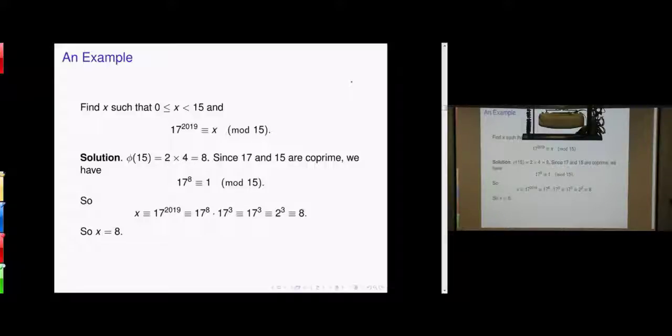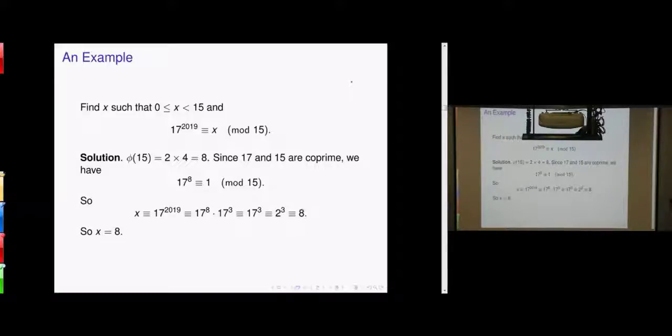So let's use Euler's theorem. Calculate phi of 15. Phi of pq is (p minus 1) times (q minus 1). Now 15 is 3 times 5, so p is 3, q is 5. So it's (3 minus 1) times (5 minus 1), which is 2 times 4, so it's 8. Since 17 is a prime number, 17 and 15 are coprime, so 17 to the phi of 15 is congruent to 1 modulo 15.